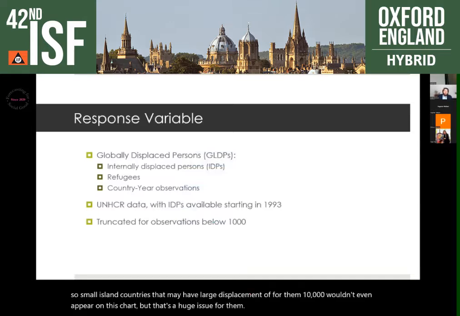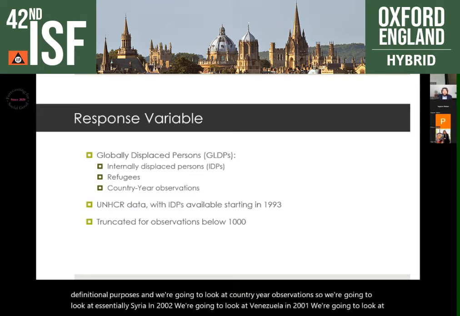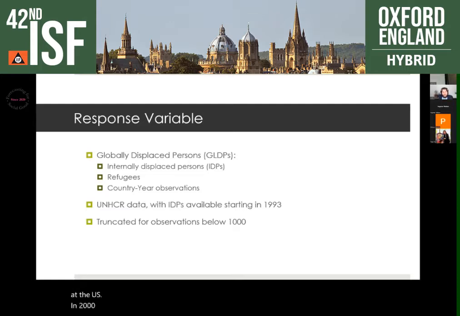So our response variable, the variable we're really interested in, is globally displaced persons. In that case, we use the UNHCR data, and we just look at internally displaced persons and refugees. There are other categories; we're going to set those aside for now, mostly for definitional purposes. And we're going to look at country-year observations. So essentially Syria in 2002, Venezuela in 2001, the US in 2017, okay?